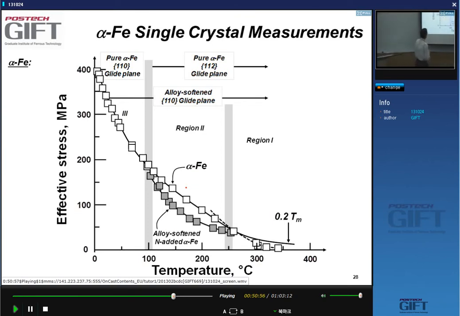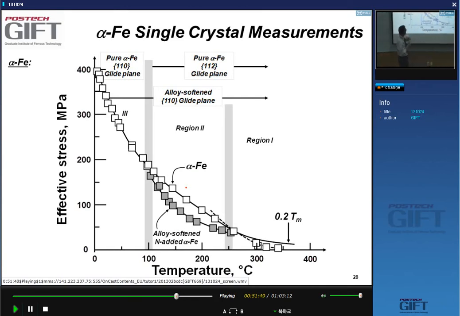and so you see alpha iron. You can see that as the temperature decreases, the increase of the critical resolved shear stress with temperature goes over different curves here, yes, and there are different zones, different temperature ranges where the glide plane is different. And in particular, in pure alpha iron, you get 110 glide at very low temperature. As you go higher, this becomes 112, in pure alpha iron.